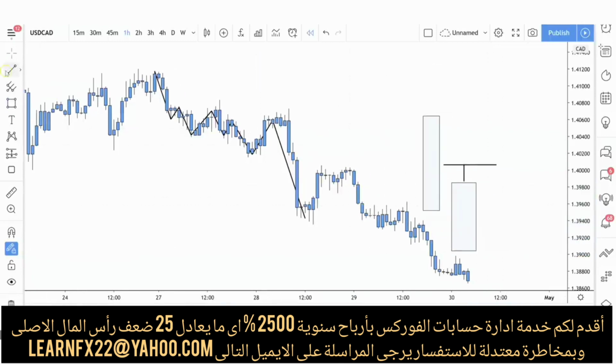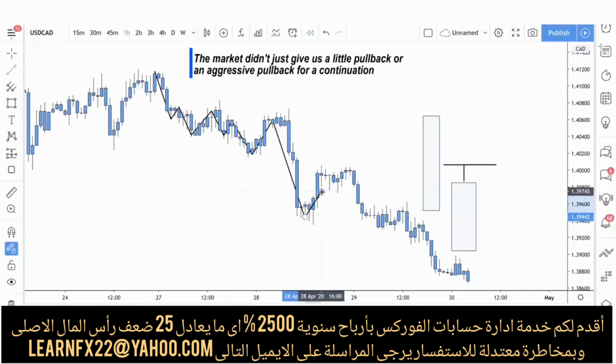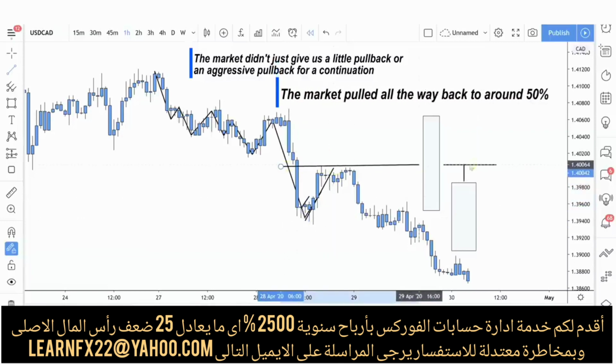As we can see with this example here, look what's happened. The market didn't just give us a little pullback or an aggressive pullback for a continuation. The market pulled all the way back to around 50% of the previous move, this strong move to the downside, before creating a level and having that level being respected and then continuing its push to the downside.